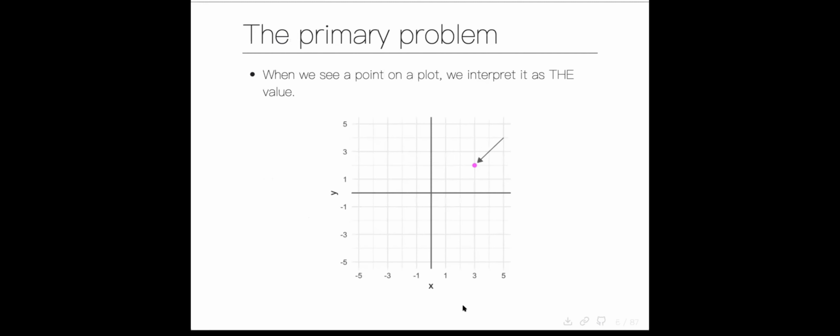Okay, primary problem is this, right? We see a point on a plot, and we interpret that as the value, which is very logical, right? That's where the point is. That's what it means. The problem is that's not actually always true, because there's uncertainty around that point. That point we have plotted there, but that doesn't mean for sure, without a doubt, that is 100% truth. That's where that point is. That's where it belongs, right?